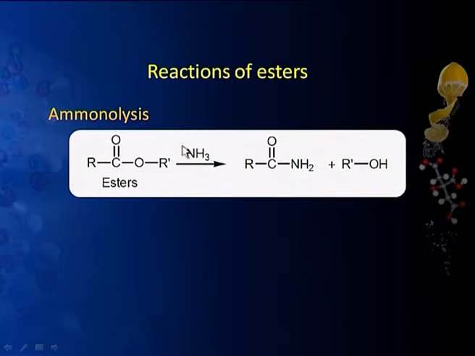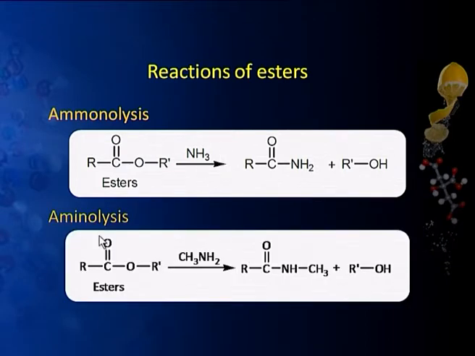If in place of ammonia we use some other amine, then we call that reaction aminolysis. Basically we get amides, but when some amine is used we get secondary or tertiary amides, such as in this ester when I am using a methyl amine here, we get N-methyl amide. So it is a secondary amide. So we call this reaction aminolysis.